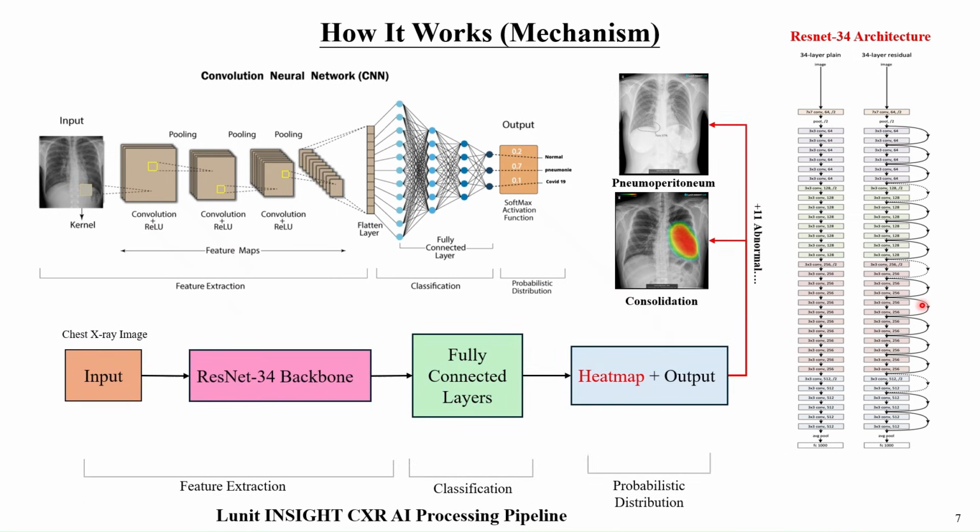The forward chart here shows that after going through the feature detection process, a fully connected layer is used to classify the image. A heat map is added to highlight the chest abnormality. The resulting heat map highlights specific regions, for example, pneumothorax and consolidation, which are among the 11 abnormal findings detected by the Lunit AI model, achieving AUC between 97 and 99%. To verify the performance accuracy of the model, we next move to the clinical application section.